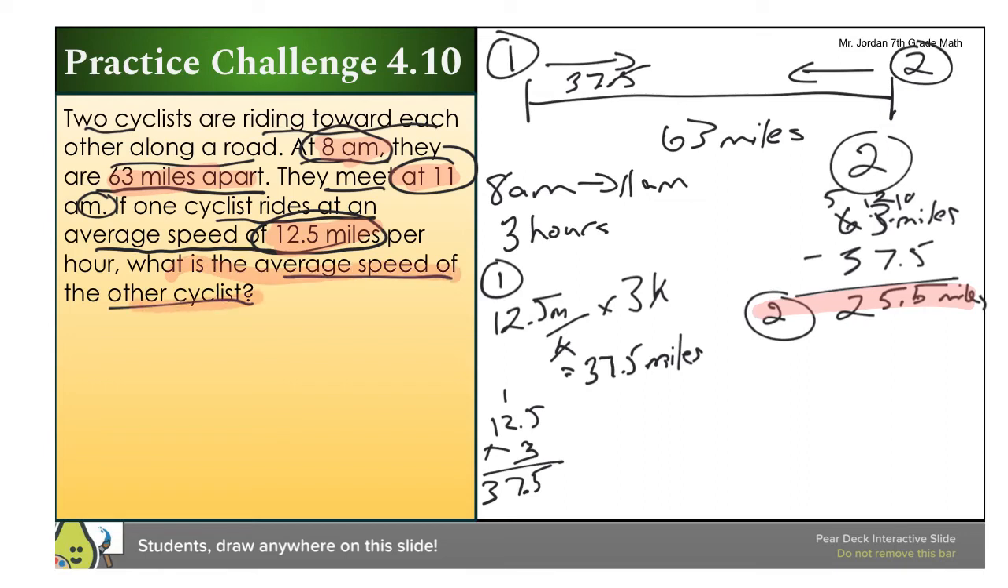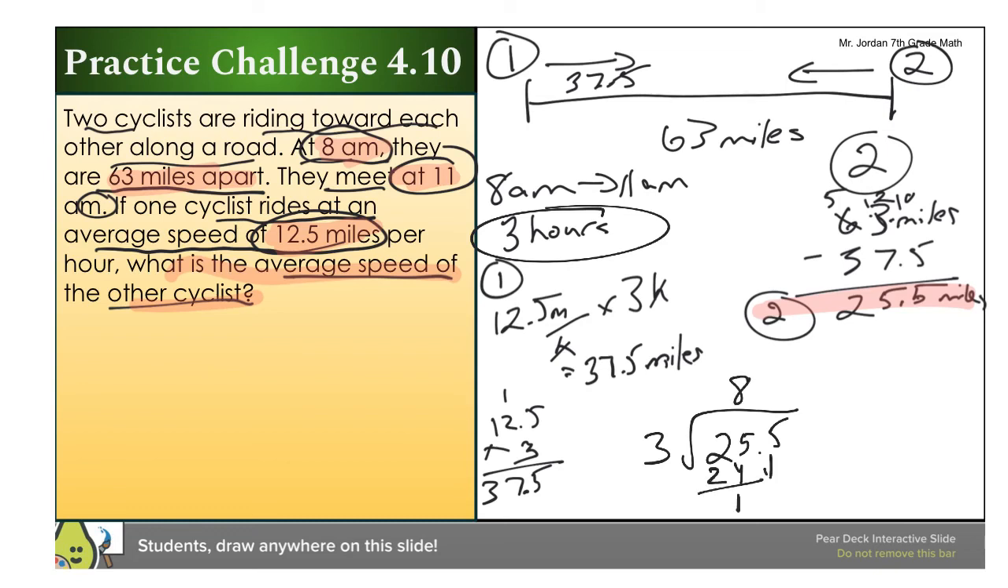It says, what is the average speed? So I need to switch and say, okay, 25.5 miles divided by my 3 hours. So 25 divided by 3 goes 8 times. That's 24. 1 left over. Bring down the 5. 15 divided by 3 is 5. Remember the decimal place. So bicyclist 2 traveled 8.5 miles per hour, which gives me the answer.